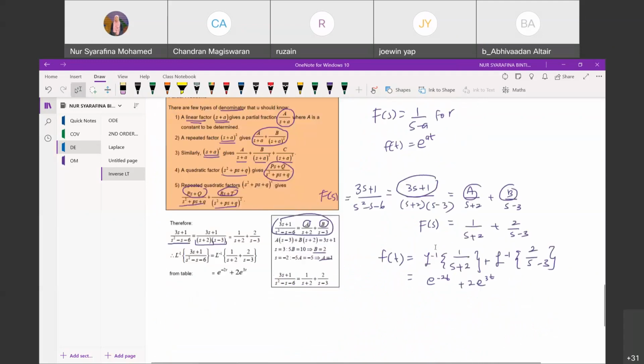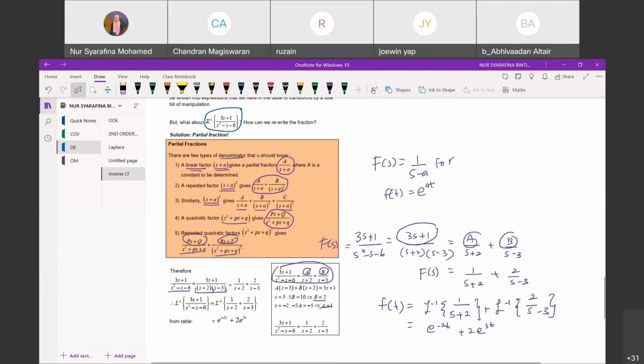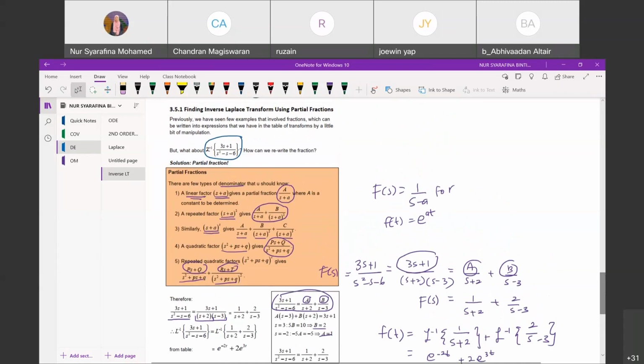Now we have 1 over s plus 2. That's why this one exponent minus 2t. Then this one 2 put outside by linearity property. We have 1 over s minus 3. So exponent 3t. Is that clear? Any question? All right, good. Okay, so basically what we are doing just now is still find the inverse transform.